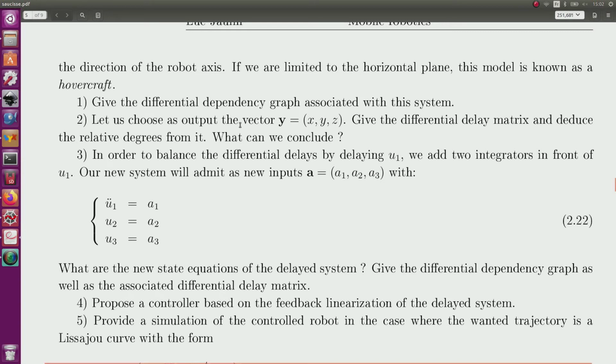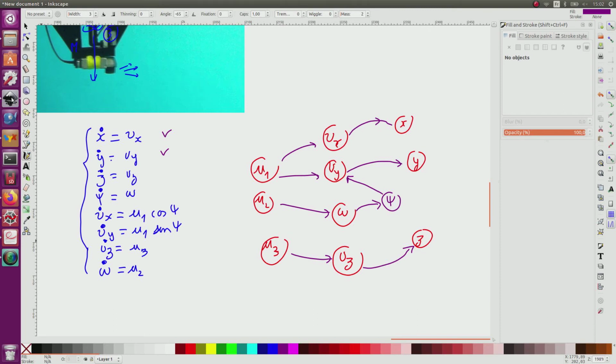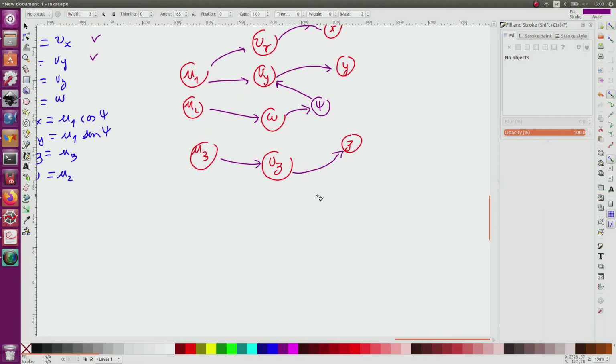We choose as an output y equal to x, y, and z, and we should draw the differential delay matrix and deduce the relative degrees from it. And then we have to conclude. So I have this one, and the delay matrix. Each row corresponds to one delay.